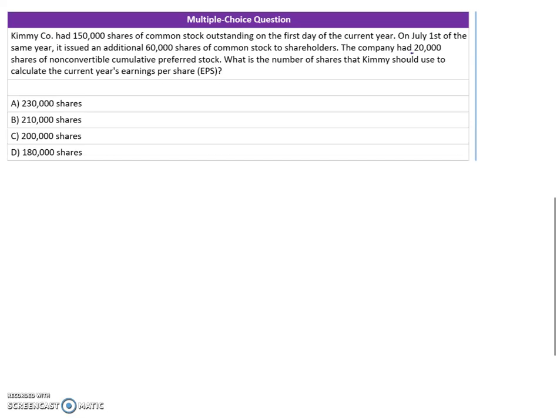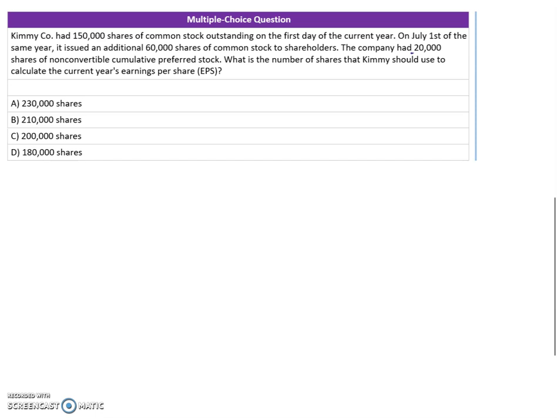Kimiko had 150,000 shares of common stock outstanding on the first day of the current year. On July 1st of the same year, it issued an additional 60,000 shares of common stock to shareholders. The company had 20,000 shares of non-convertible cumulative preferred stock. What is the number of shares that Kimmy should use to calculate the current year's EPS?